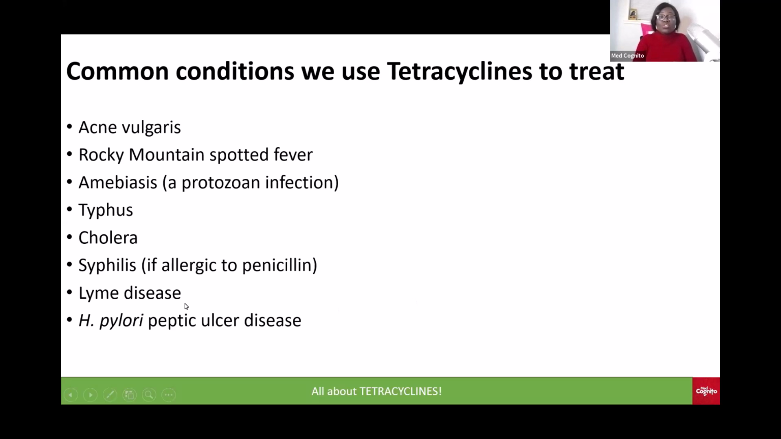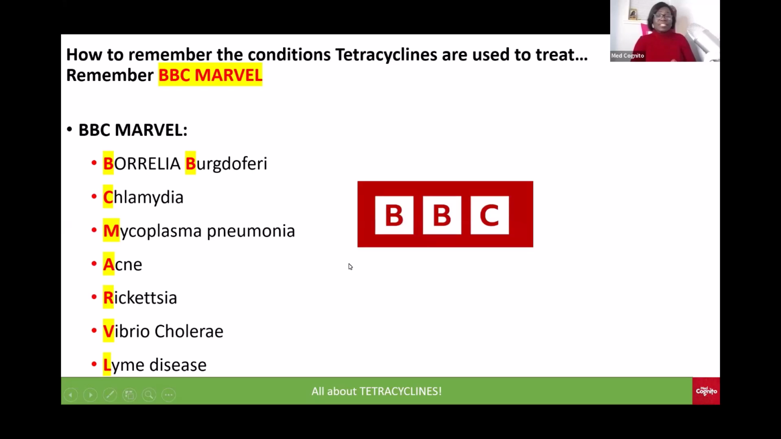It is also used to treat Lyme disease, as well as H. pylori peptic ulcer disease. So kindly take note of the common conditions that we can use tetracycline to treat. So I put this mnemonic here to help you remember the indications for tetracycline. So anytime in your exam, you see a question that you're going to be asked what tetracycline is used for, remember BBC Marvel.